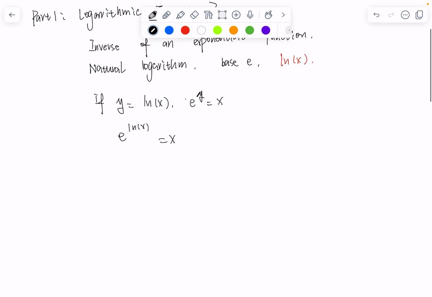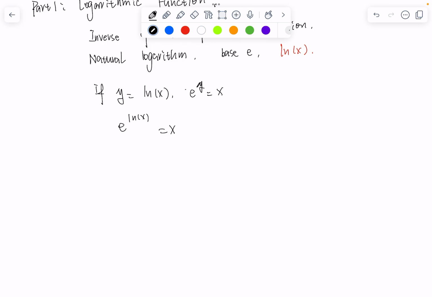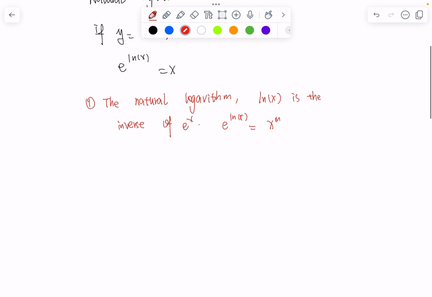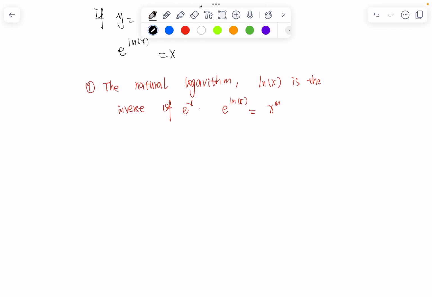So to your notes, write down this. The key concept 1: the natural logarithm ln x is the inverse of e to the x. So let's get to part 2.